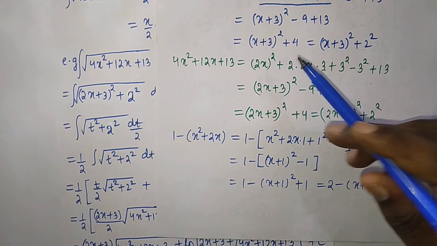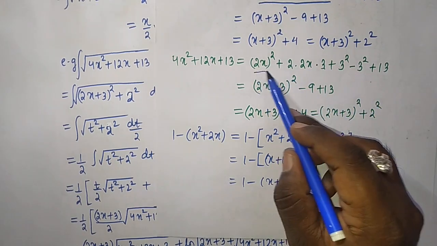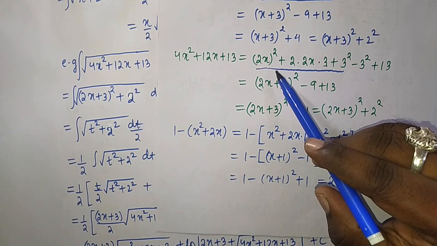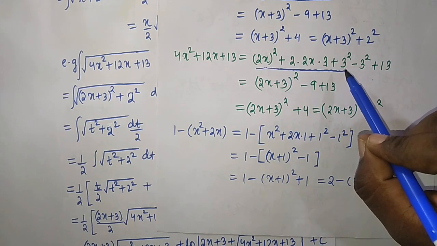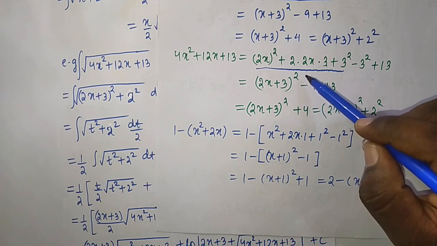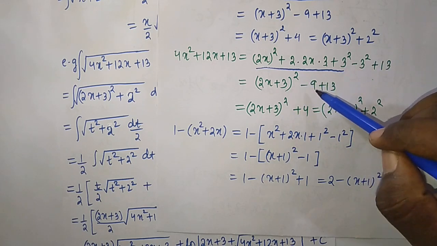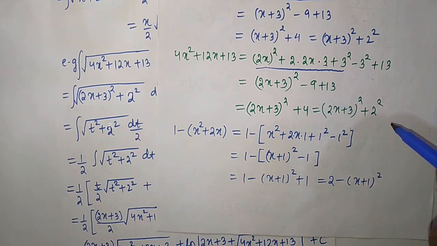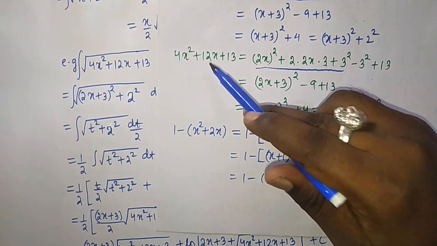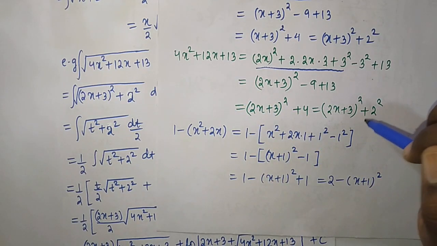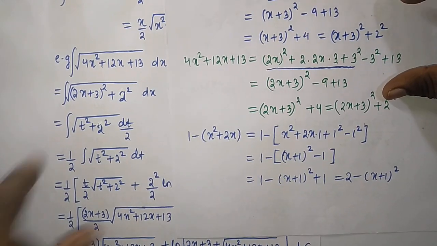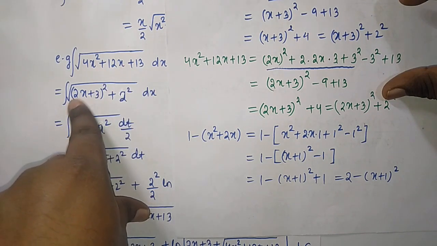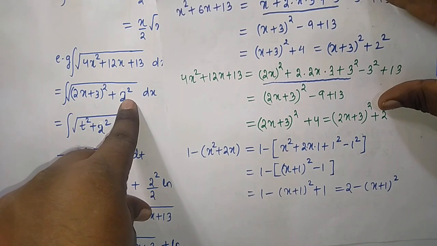Now these 3 terms are in a plus b whole square form. In place of a, 2x is there, in place of b, 3 is there, so this is equal to 2x plus 3 whole square, and minus 3 square means minus 9 plus 13, which is equal to 4, and in place of 4 again I have written 2 square. That means 4x square plus 12x plus 13 is equal to 2x plus 3 whole square plus 2 square. So in place of 4x square plus 12x plus 13, I have put 2x plus 3 whole square plus 2 square.